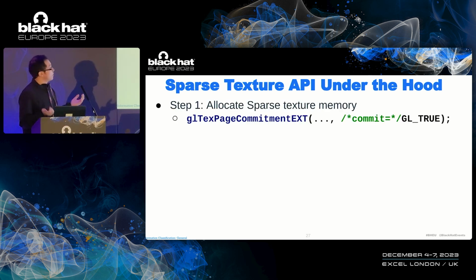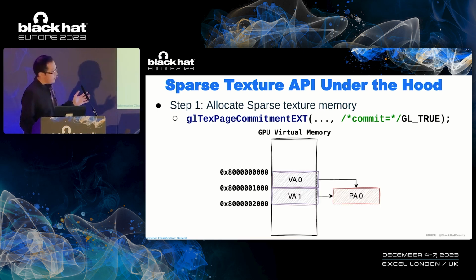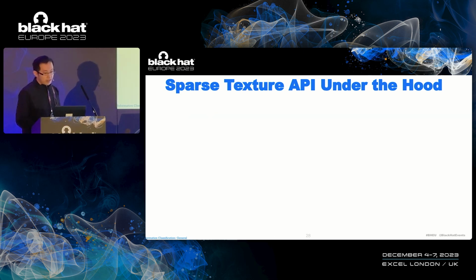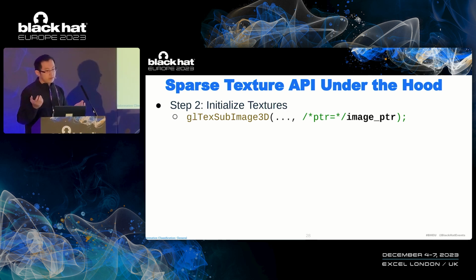The first step is to allocate the sparse texture memory. As you can see in this diagram, we might have multiple GPU virtual pages mapped to the same physical pages according to the current OpenGL context. Next, we can use this OpenGL function to copy the CPU user space memory to the texture-related memory hosted on the GPU virtual memories.